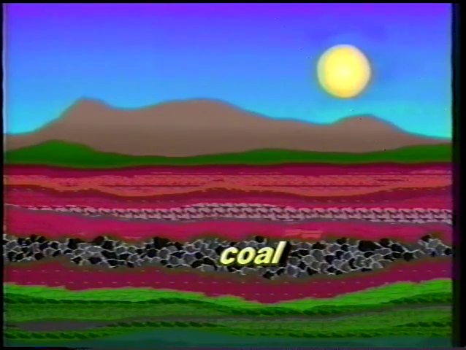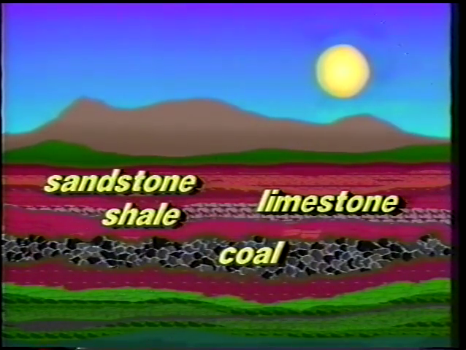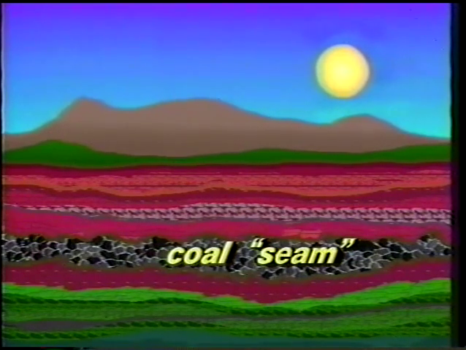There are many different layers and types of rock above and below the layer of coal. Sandstone, limestone, shale, clay, and other rocks. A layer of coal underground is called a coal seam. The coal seam can be deep below the Earth's surface or relatively close to the top.